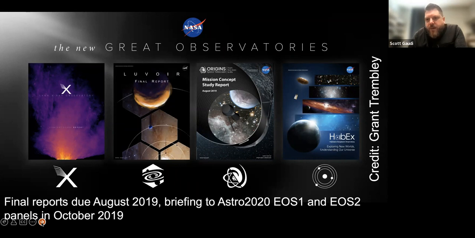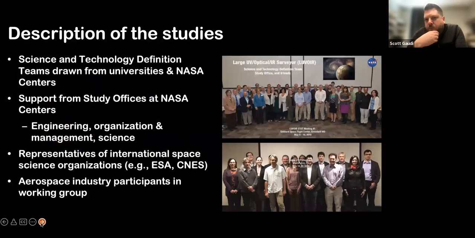These studies went on for about 3.5 years. The final reports were due in August 2019, and all 4 mission concepts briefed the EOS and EOS 1 and EOS 2 panels of the Astro 2020 Decadal Survey in October of 2019. And these mission studies were somewhat unique.